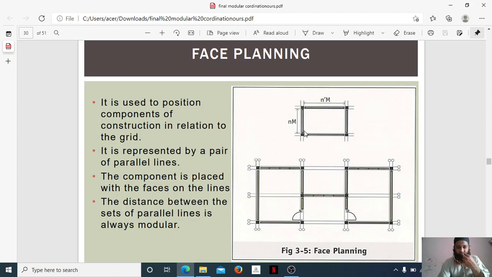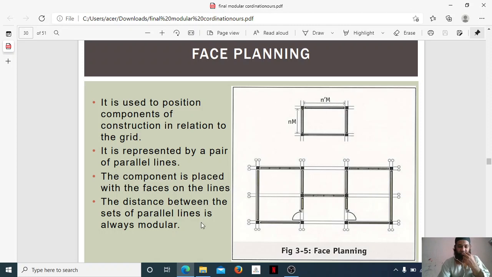The component is placed with the faces on the lines. With the faces on the lines, the components are placed, like these walls come on these lines. You can see here these lines have been marked as if walls are here, and this is a door opening here, and this is a door, this is a wall here. So everything has been marked on the grid lines.